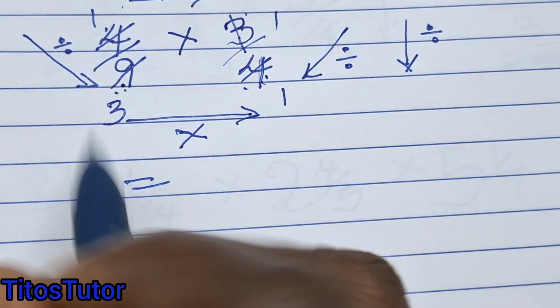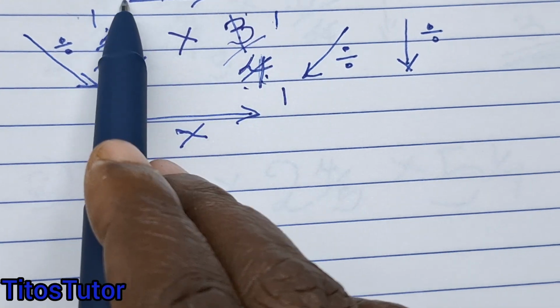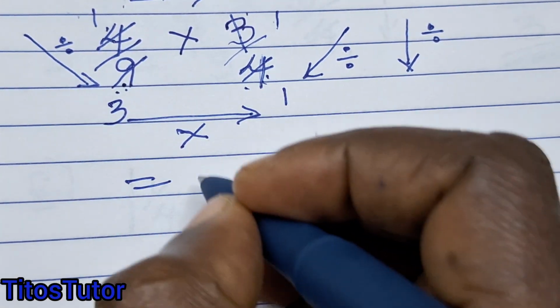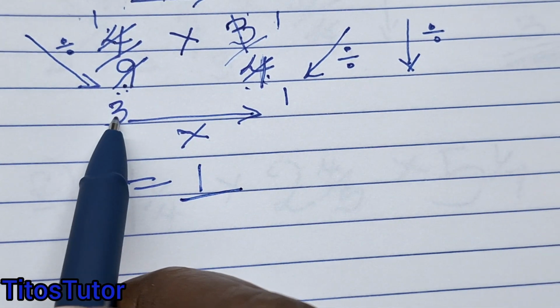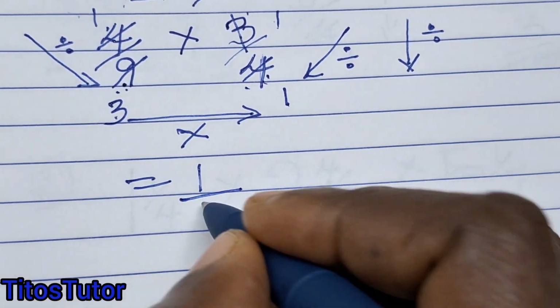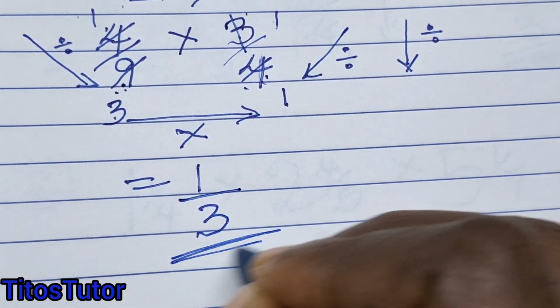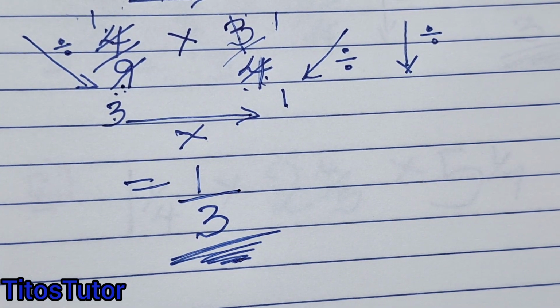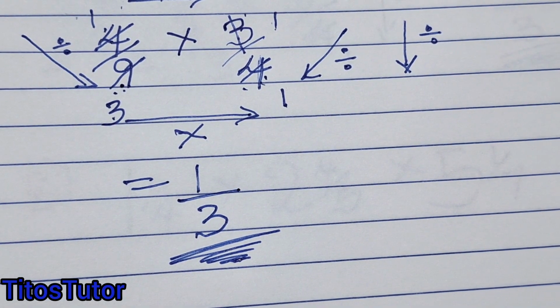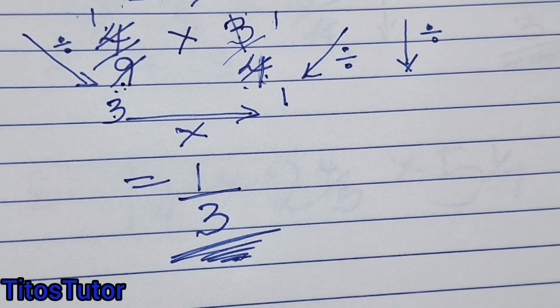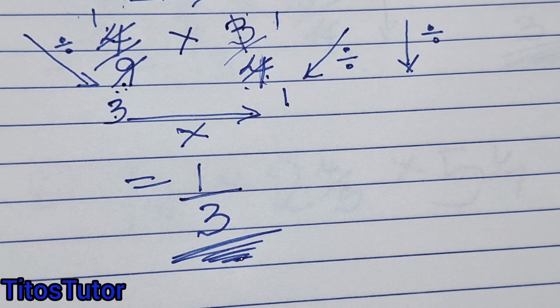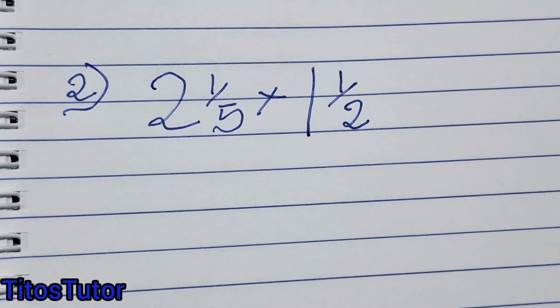So final answer, 1 multiplied by 1, because you can only multiply horizontally. 1 multiplied by 1 is 1. And here I have 3 multiplied by 1 is 3. Simplified answer without breaking down, 1 over 3. And remember, we got 1 over 3 in the other one we did as well. So these are the two methods you can use to multiply your fractions.